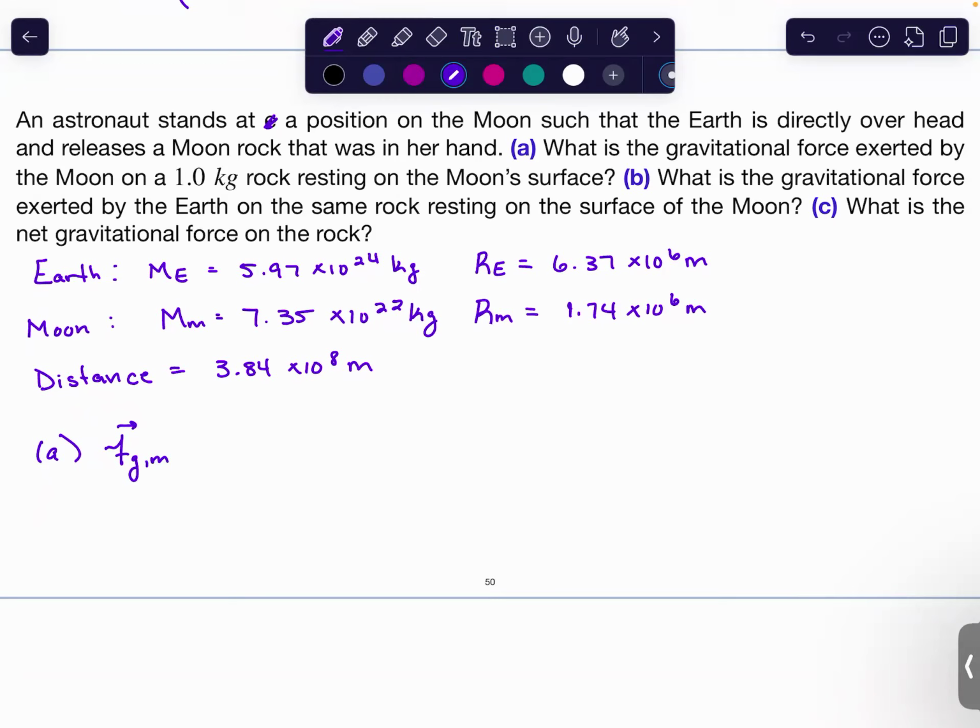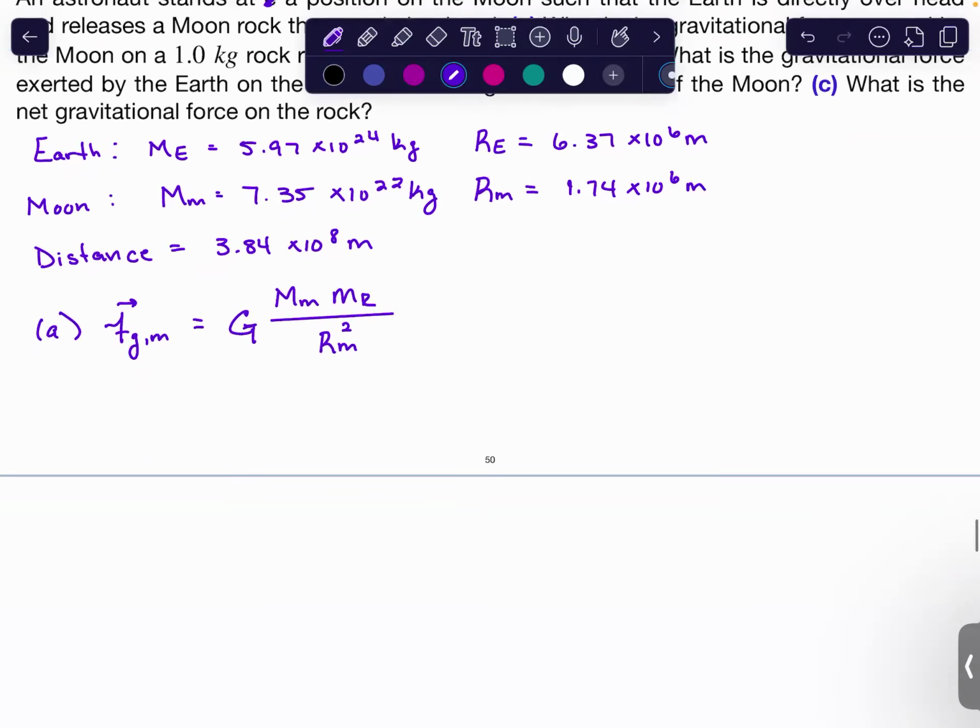Force of gravity of the moon, universal gravitational constant, the mass of our moon, mass of our rock, over the radius of the moon, squared. It's a 1 over r squared law. So this is our theorem. This is our universal force of gravity. So then we can plug in numbers. And then, of course, this would be in your general r hat direction.